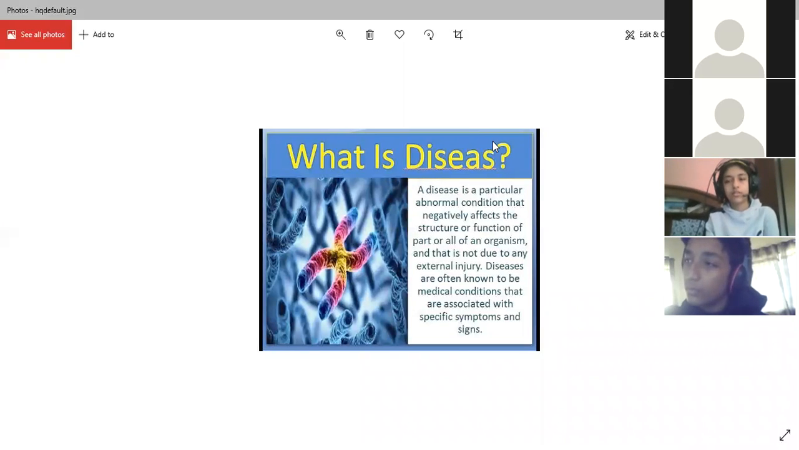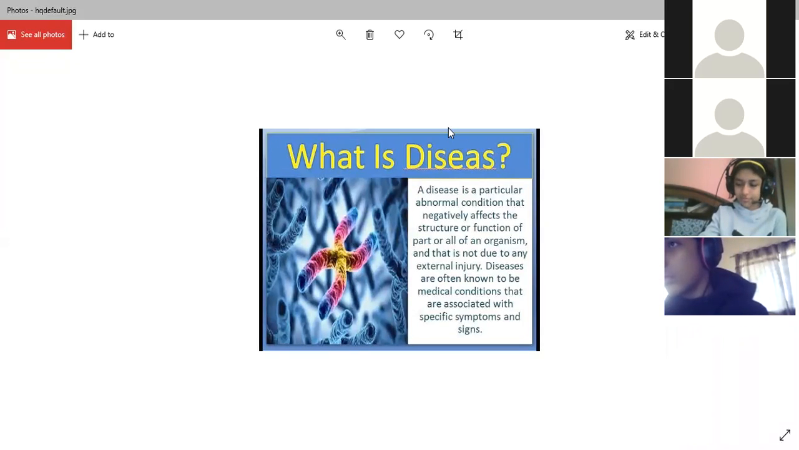First of all, what is a disease, all right? The spelling mistake is here. E को दफा यहाँ पे add होगा, otherwise it's all correct. First of all, I would like to tell you what is the meaning of disease. A disease is a particular abnormal condition that negatively affects the structure or function of parts of all organisms, and that is not due to any external injury.